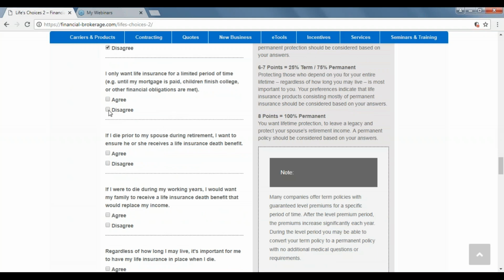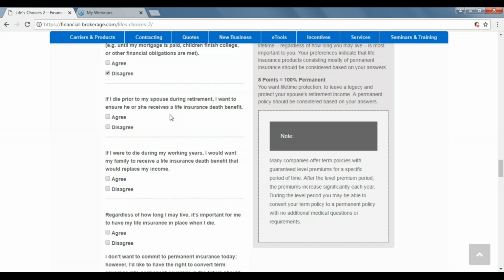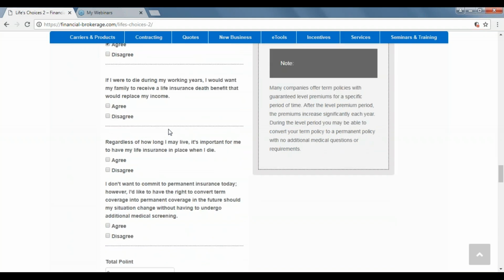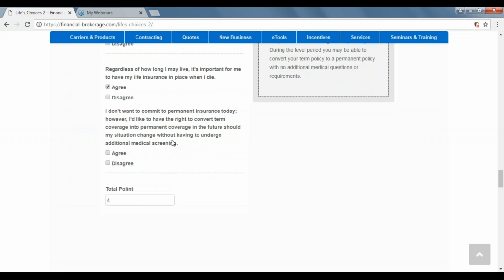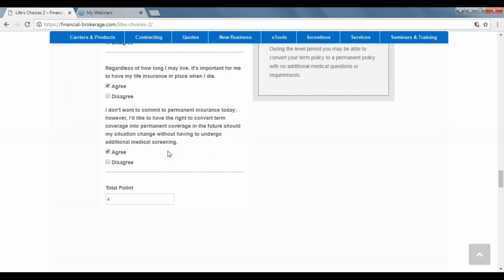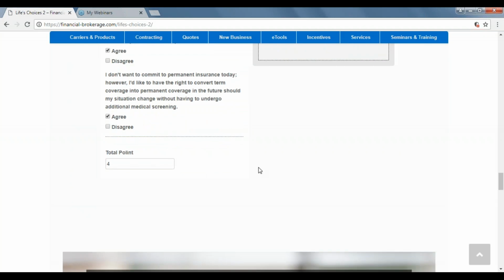Life insurance for a limited period of time, maybe they're looking beyond that, right? If I die prior to my spouse, sure, they receive a death benefit. Yes. If I were to die during my working years, I want my family to receive a death benefit that would replace my income. Yeah. Important for me to have life insurance in place when I die. Let's say it's important to them. I don't want to commit to permanent today, but I want the right to convert. Let's see what happens if we mark disagree on... well, let's mark agree, saying that they don't want to commit to permanent insurance. So in that case, we've got 4 points.